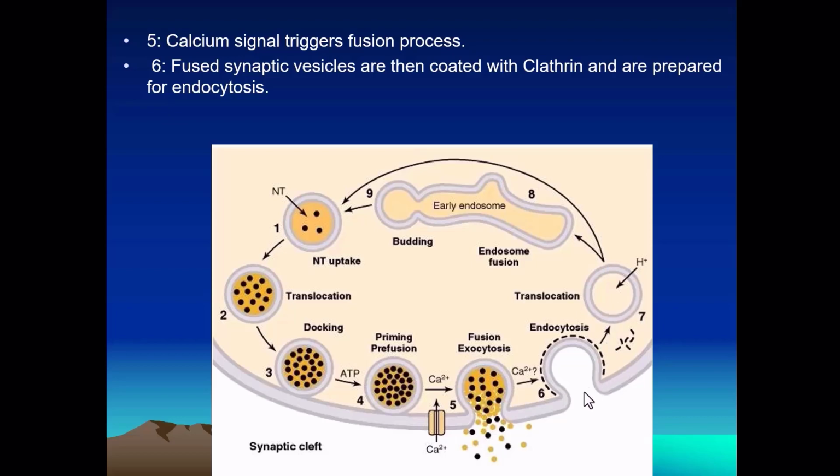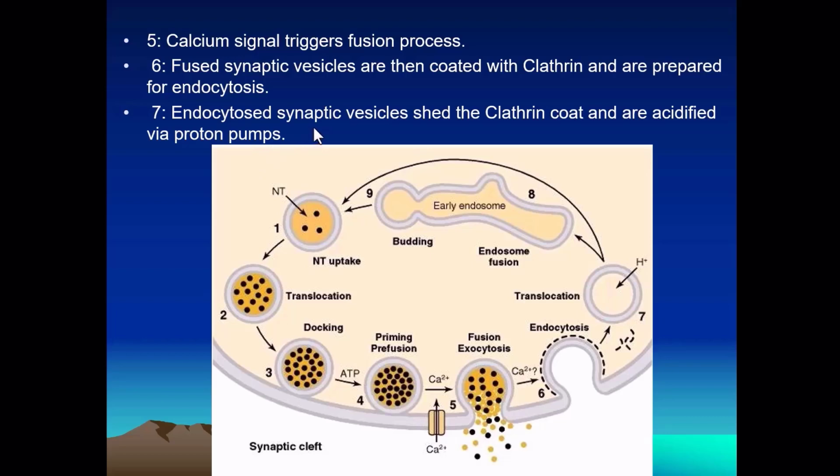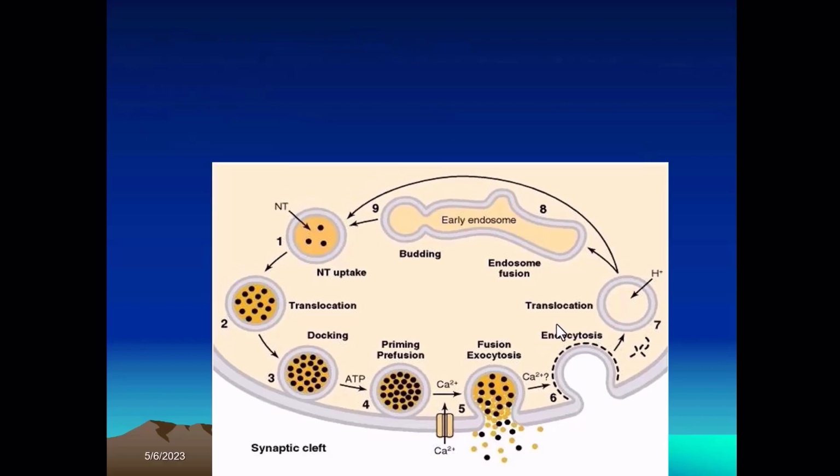In recycling, one mechanism is that these vesicles are synthesized in the soma. The other mechanism is that when these vesicles are emptied, they are coated by clathrin, then endocytosed, and then recycled. Endocytosed synaptic vesicles then shed the clathrin coat and are acidified via a protein pump.